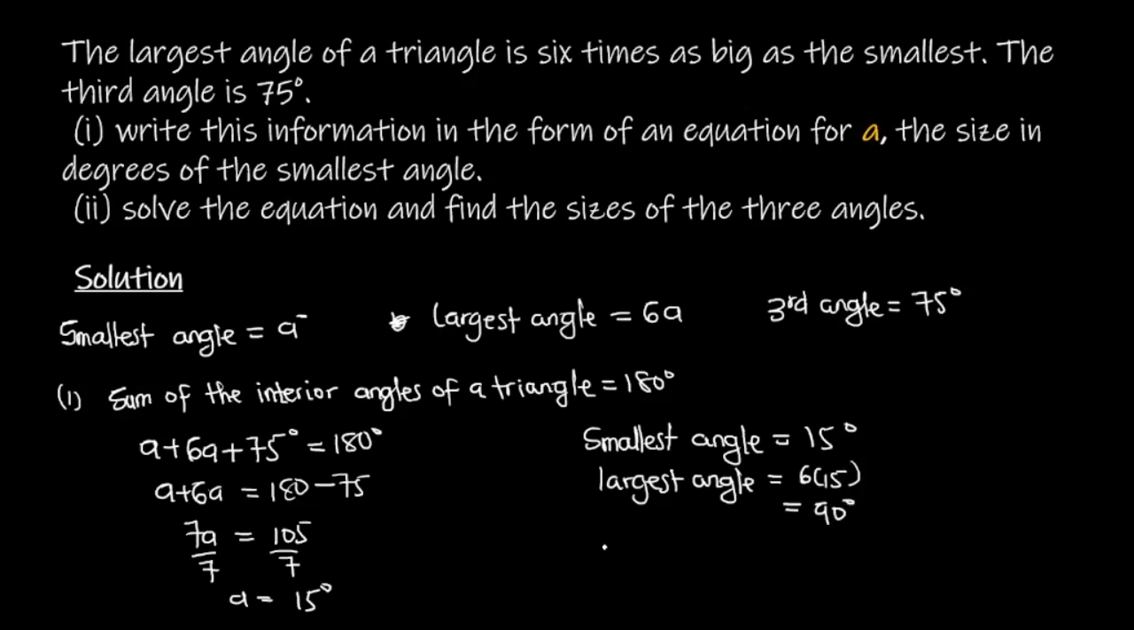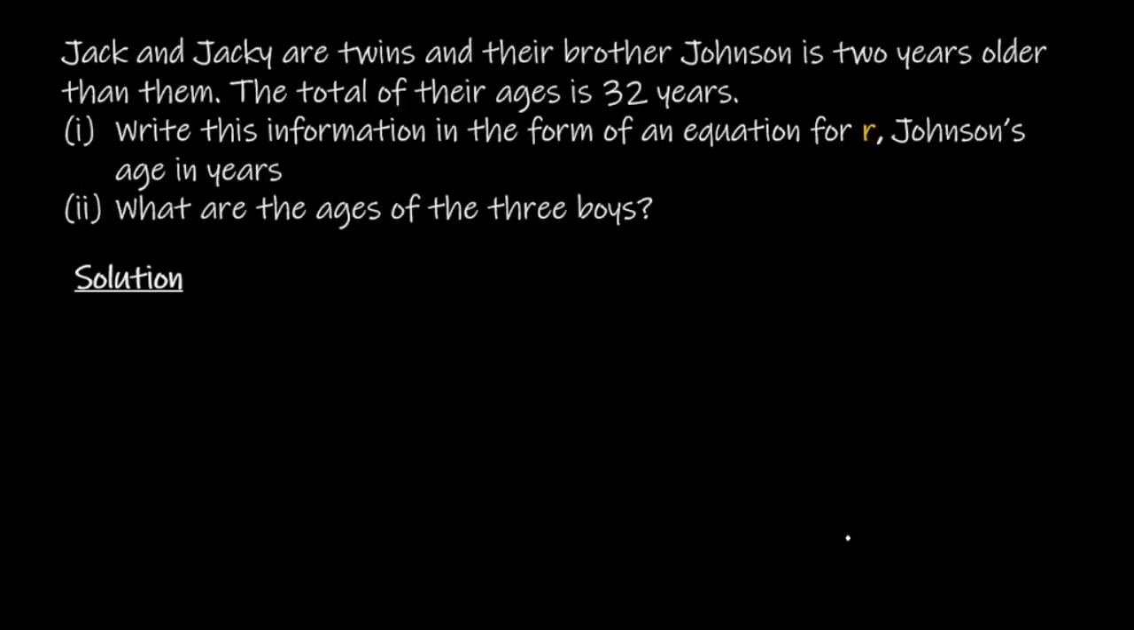And then the third angle, as we were already given, is 75. So if I add the total, 15 plus 90 plus 75 degrees gives me a total of 180 degrees, which is equal to the overall sum of the interior angles of a triangle. Alright, so let's proceed to look at the second example.